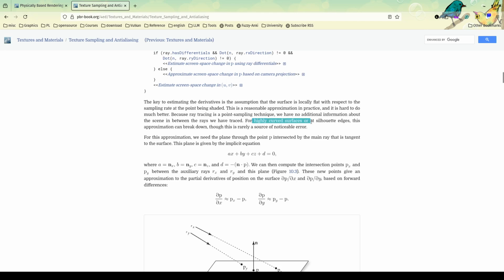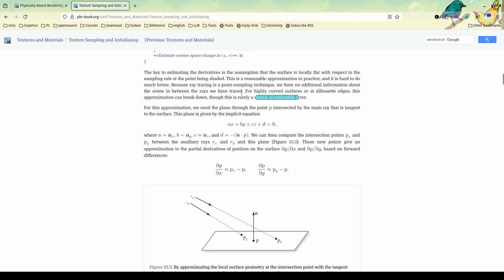For highly curved surfaces or at grazing angles, this approximation can break down, though it's rarely a source of noticeable error.